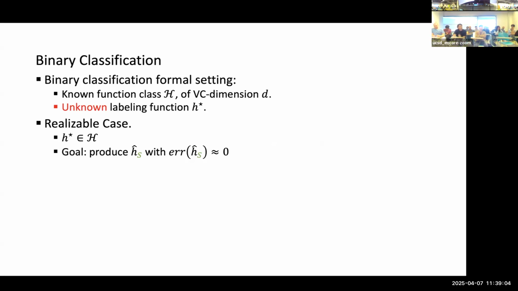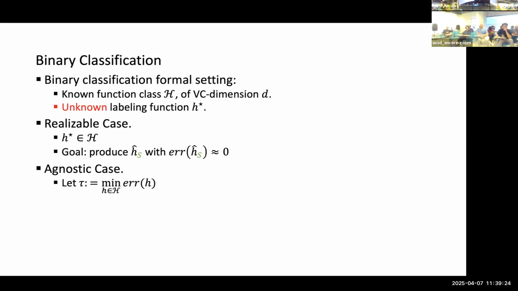Before, in the realizable case and all the previous ones, we assumed that h star belongs to H, and we want to get something with error going to 0 as quickly as possible. Here, we are not assuming that the unknown target function lies in H. Instead, we want to be competitive with the best one in this class H. So here we have some, let's call it tau. This is the best error you can get by using some hypothesis in H. And the goal is just to produce a hypothesis whose error is close to this. So that's what we're trying to do.